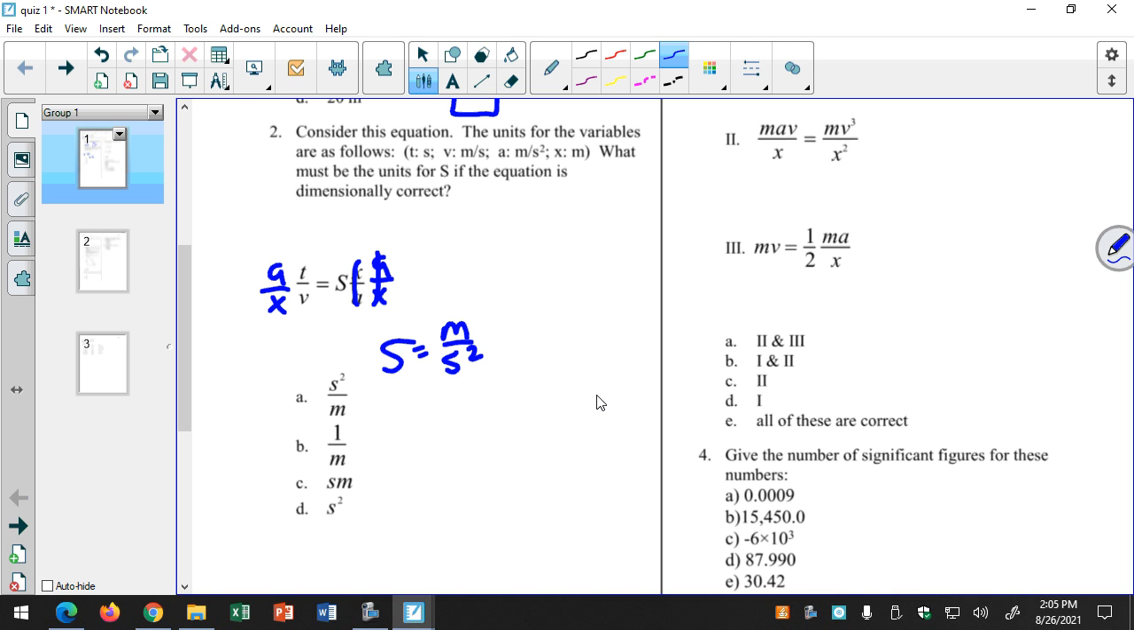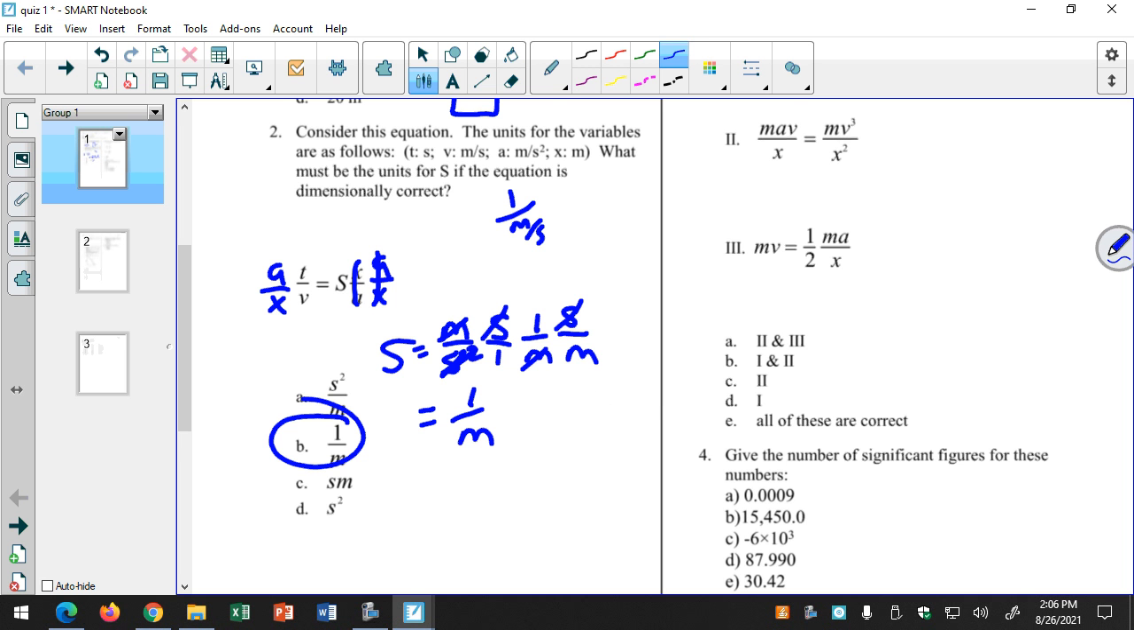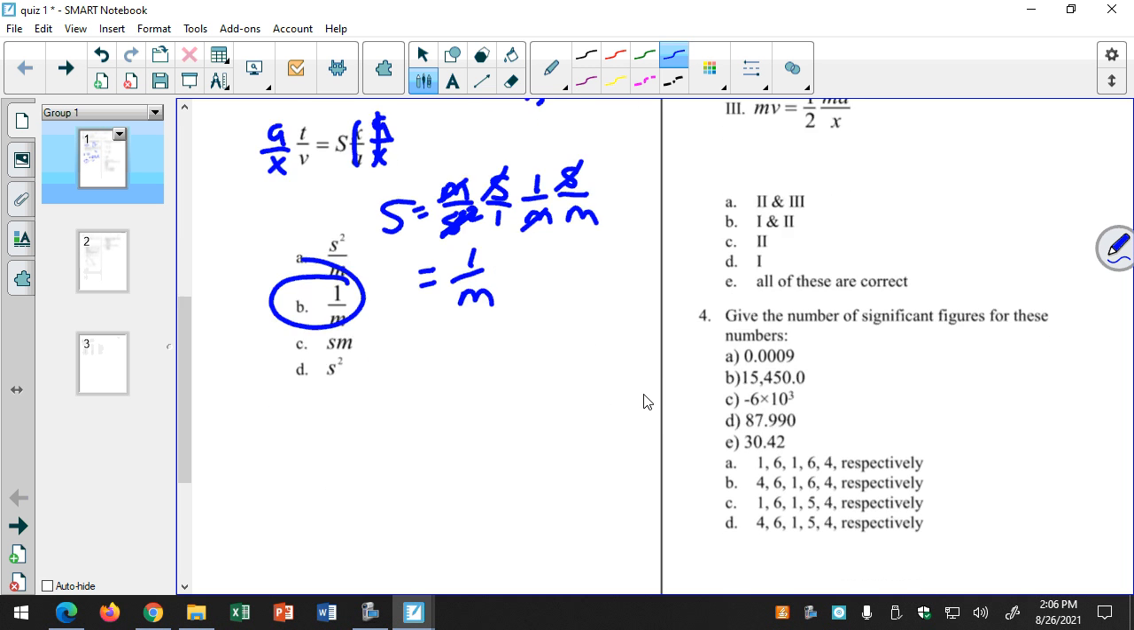So there's my A, which is meters per second squared. T is seconds. I'm going to put it over 1. X is meters, right? It is 1 over meters. And V is meters per second. So I have 1 over meters per second, which is going to be the same as seconds per meter. So here I can cancel this and this, this and this, and I'm left with just 1 over meters. So B is the right answer for number 2.